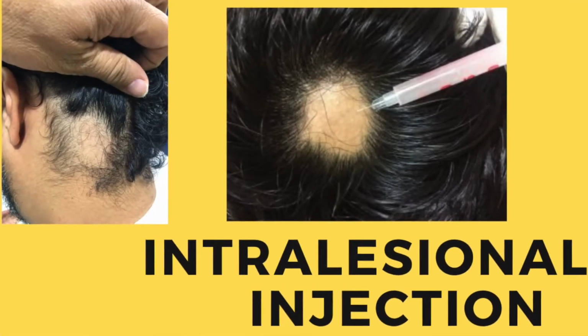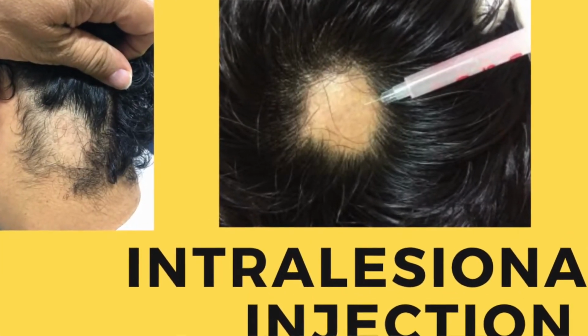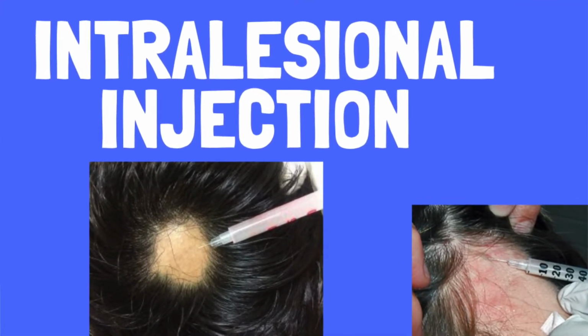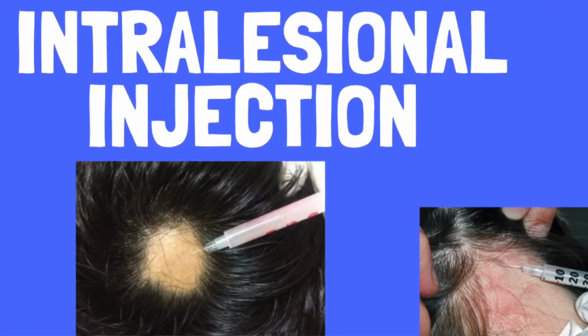Another treatment option is to give injections at the site of the hair fall. This is called an intralesional injection. So we have certain injections like triamcinolone acetonide, which is a very powerful corticosteroid, which is injected directly into the skin. It's called an intradermal injection. So wherever there is a patch, in the patch we give multiple injections at multiple spots, and this helps the hair to grow back.